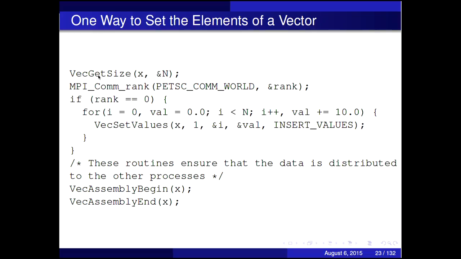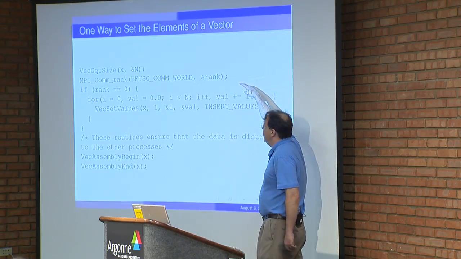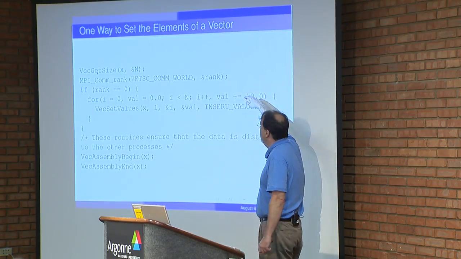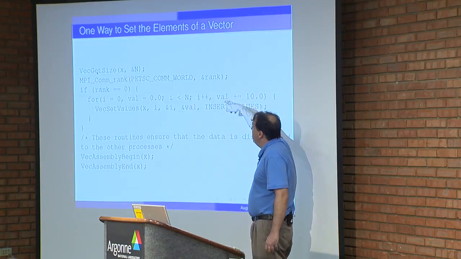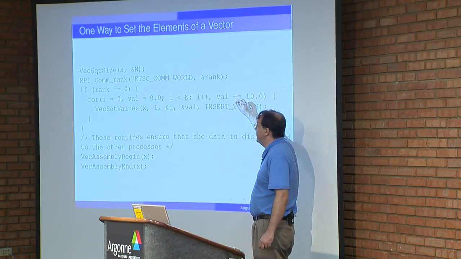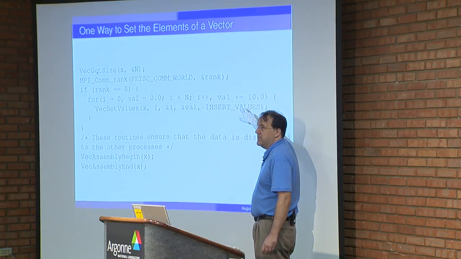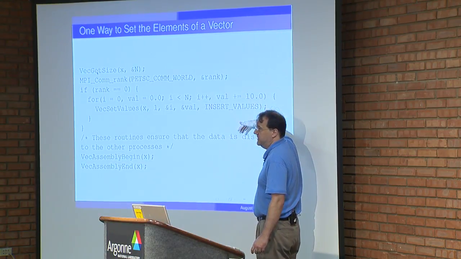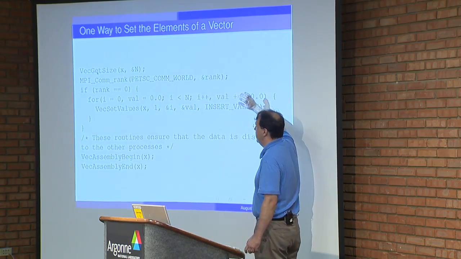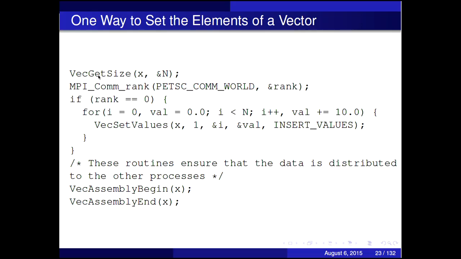So here's the simplest way to set the elements of a vector. We call VecGetSize. That tells us the total size of the vector. We check our rank. And if we're rank 0, that is, if we're the very first process, we go and call VecSetValues for all the values. The other processes do nothing during this stage. So the first process is generating all the entries, calling VecSetValues. Then we call VecAssemblyBegin, VecAssemblyEnd. So this is fine. All the values will get to where they belong in the end, because this first process will accumulate all the values, and then here it'll send them off to the process where it belongs.